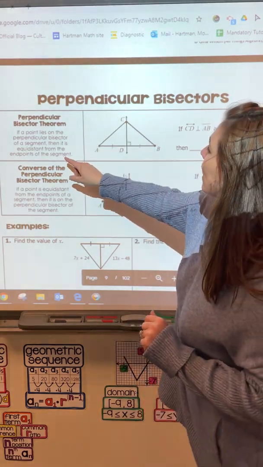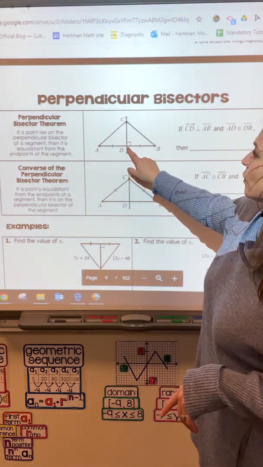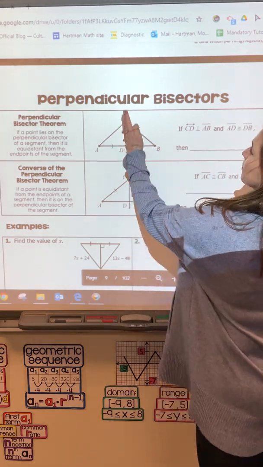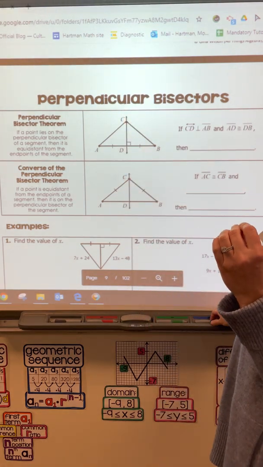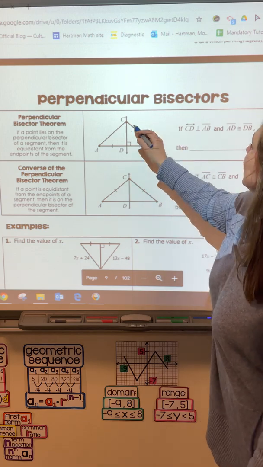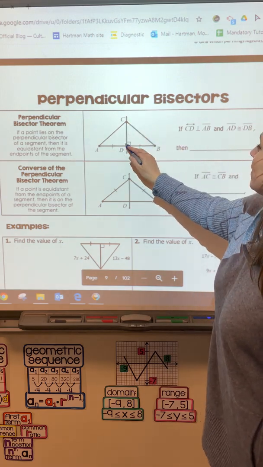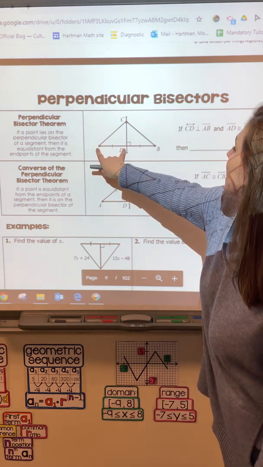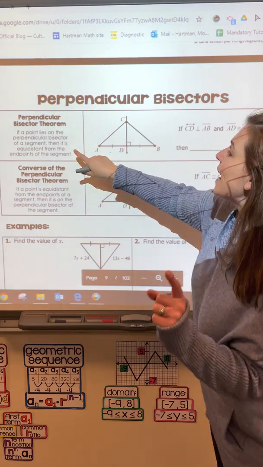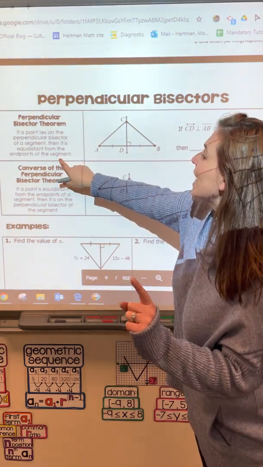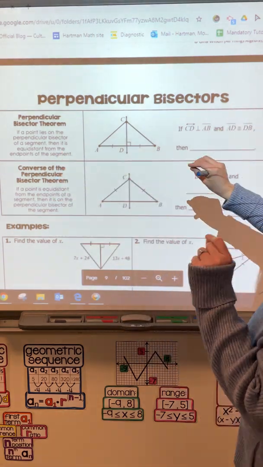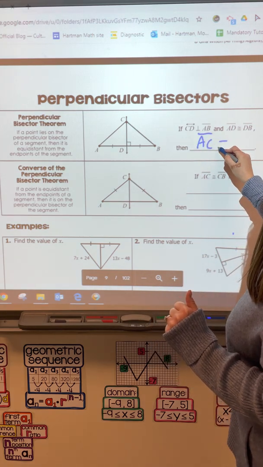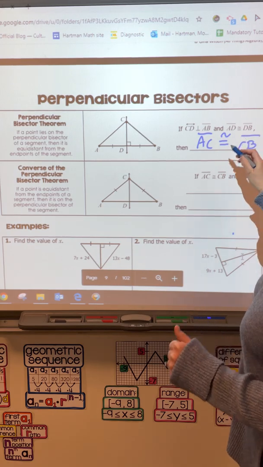So if a point lies on the perpendicular bisector of a segment, then it is equidistant from the endpoints of the segment. So watch what this means. CD is perpendicular to AB, that's how I get the markings, and because it's bisecting, it makes AD congruent to DB. But now what this allows me to say is that it is equidistant from the endpoints of a segment. So now I can say that AC is congruent to CB.